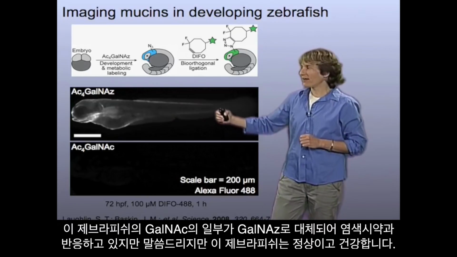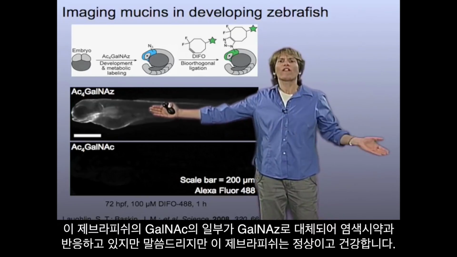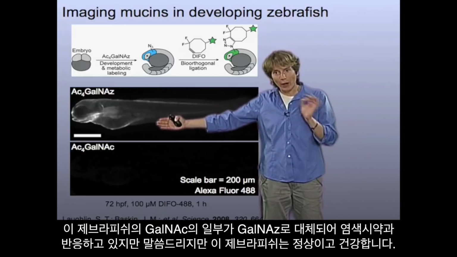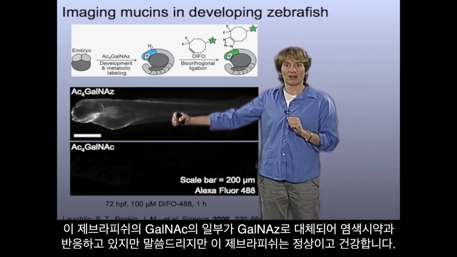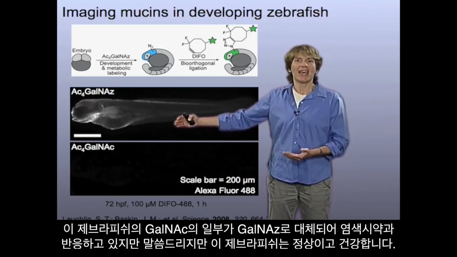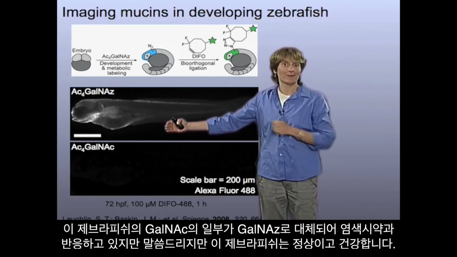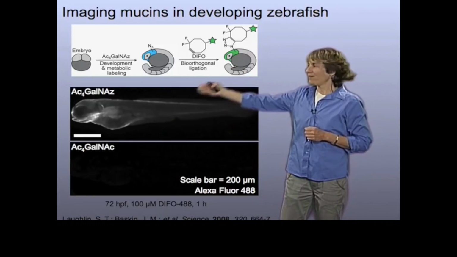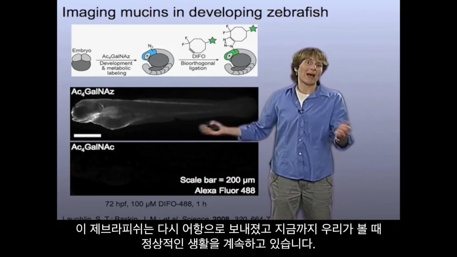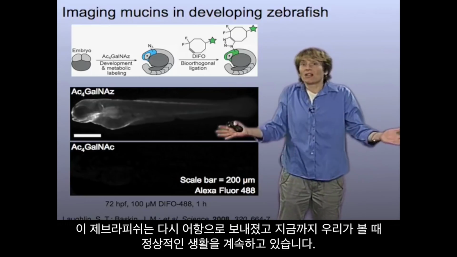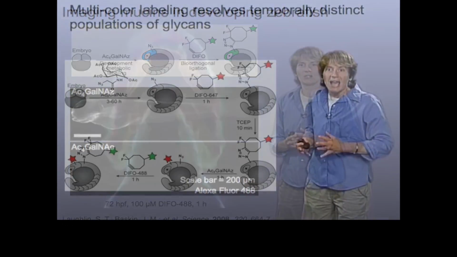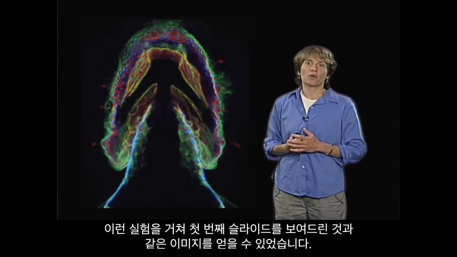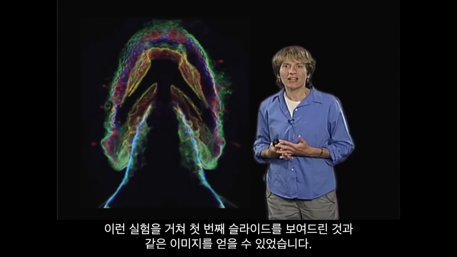And I should point out that these zebrafish look perfectly normal, perfectly healthy and happy, despite the fact that some fraction of their GalNAc residues were replaced with GalNAz, and that some fraction of those GalNAz residues were in fact chemically reacted with a DIFO reagent. These zebrafish were then released back into their tanks, and they go on to live a normal life as far as we can see. That kind of an experiment is what led to images like this one, which I showed on the very first slide of this second lecture.